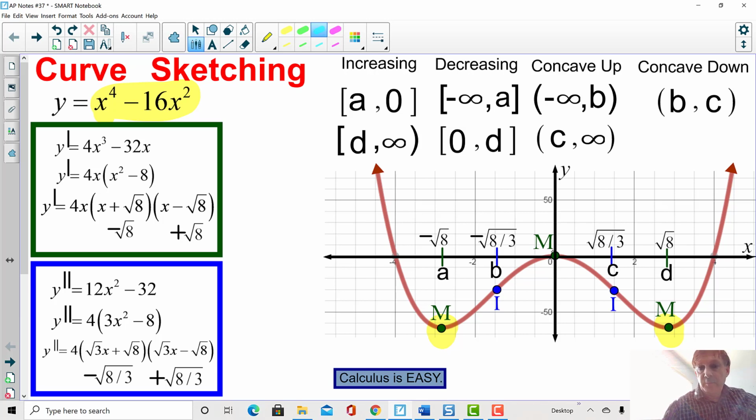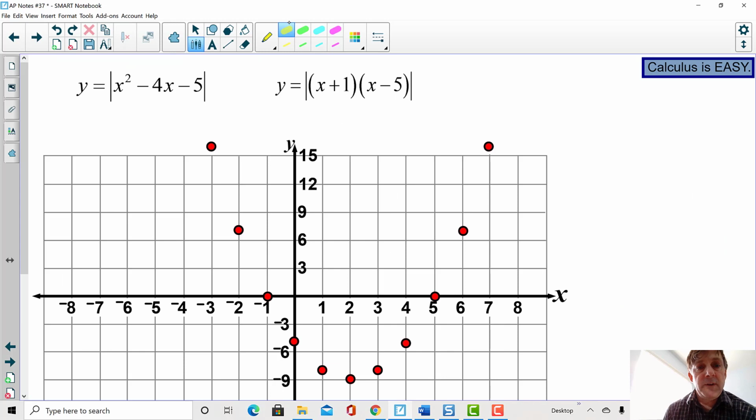There's also a relative maximum. It happens when x is 0. And we have two inflection points. There's an inflection point when x is b and also when x is c. I'm using the letter I for inflection point, and I'm using a capital M for either a max or a min. Okay, this one's going to be a little bit easier.